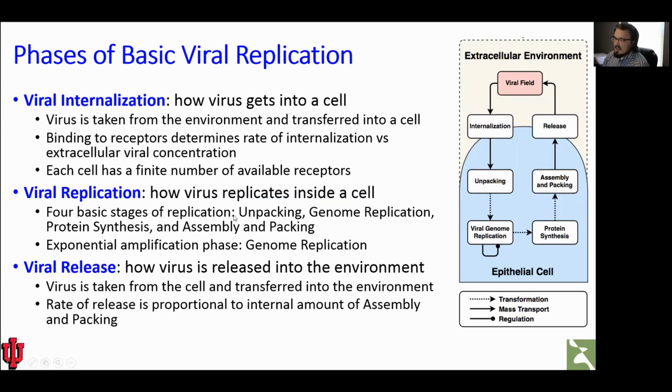We then represent viral replication. This is represented as occurring over 4 basic stages. There's a first stage of unpacking after a virus is internalized. There's then the exponential amplification phase of genomic replication. And then after replication, there are the stages of protein synthesis and assembly and packing. These are the stages that affect virally induced apoptosis, as well as the last stage of basic viral replication, which is release of the replicated virus back into the extracellular environment.